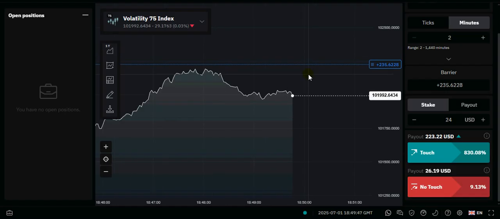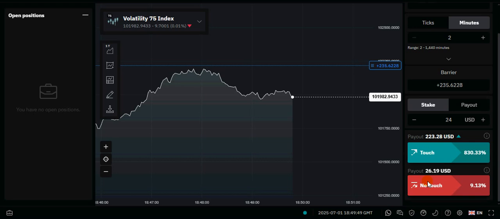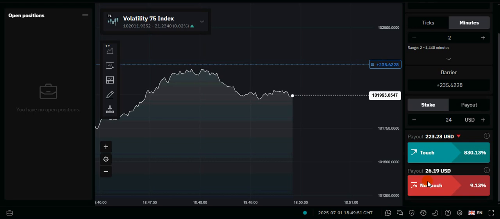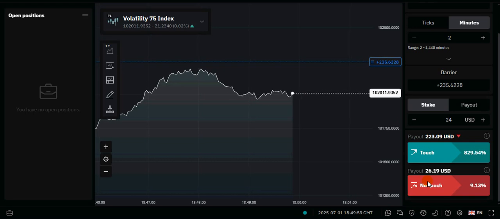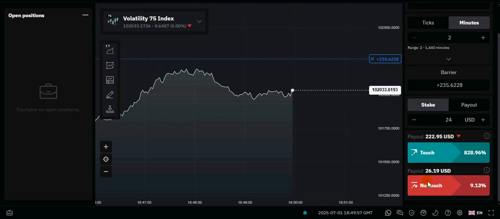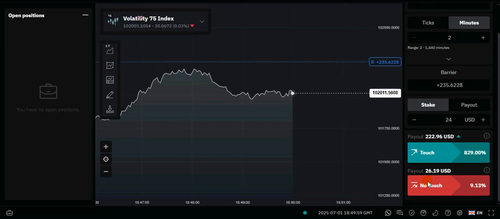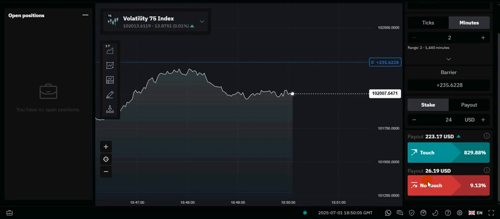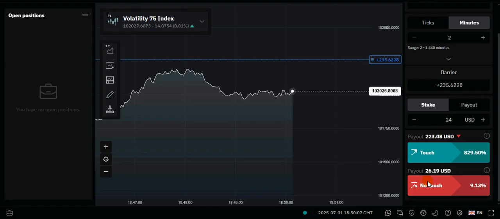So let's place one more trade. Remember 3 drops, then you click on no touch. That's a drop 3 times. It's pushing right up. It's going up. There's 1 drop and back up. 1 drop, back up.